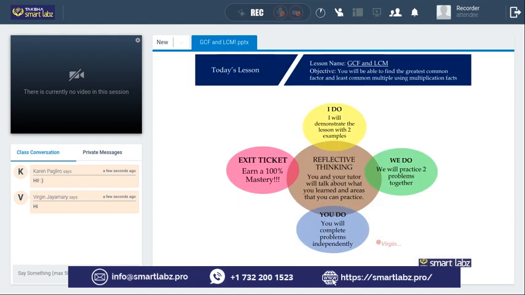All right, so I want to say one thing that's a little bit different about how Smart Labz does our tutoring sessions. So we see the objective at the top here. You will be able to find the greatest common factor and least common multiple using multiplication facts. So first, we're going to review some greatest common factor and least common multiple examples. Then I'm going to do two equations for you. Then we are going to do two equations. Then you're going to do a couple of equations. And then you have an exit ticket to show that you've mastered the lesson.